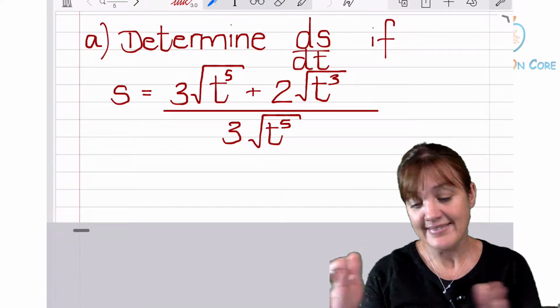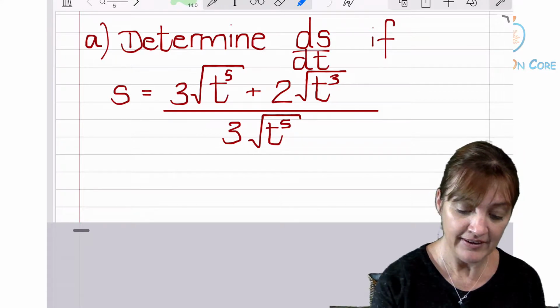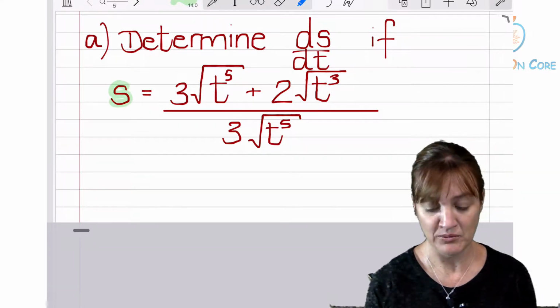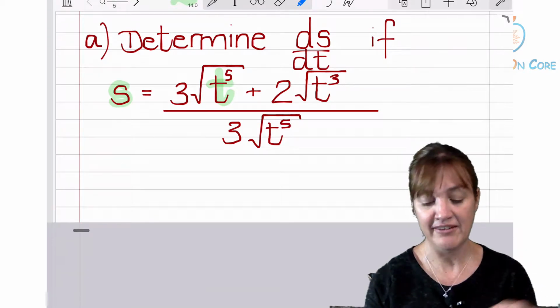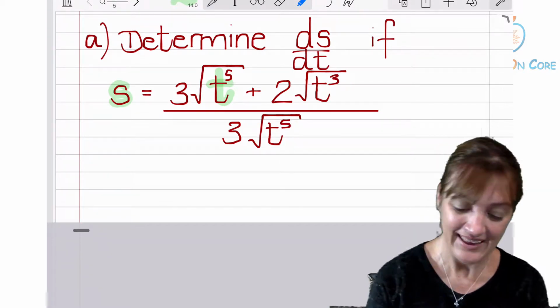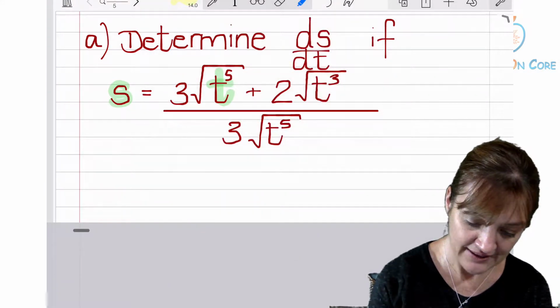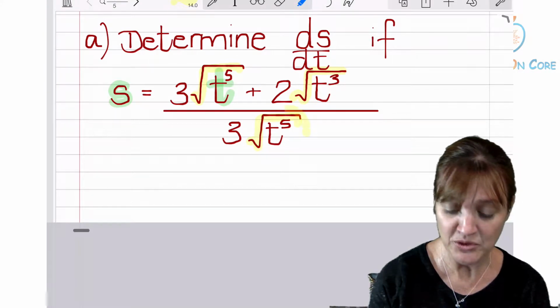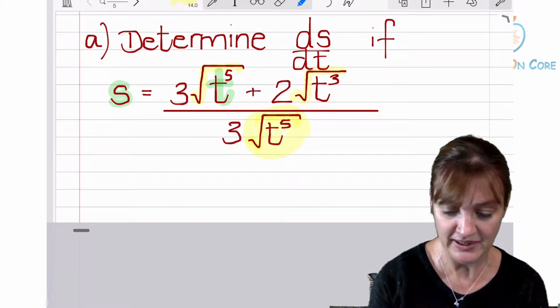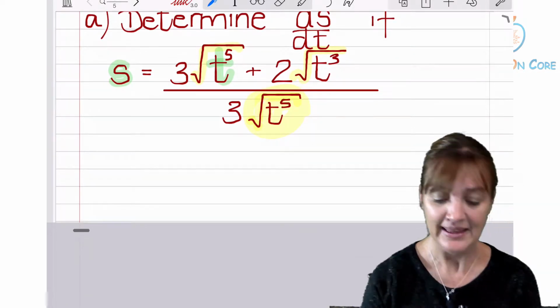Find ds over dt. So do you understand the notation? Find the derivative of s, because that's what we're doing it in terms of t. So derivative of s in terms of t. What are my problems? What am I spotting as issues right now? I've got a square root, I've got a square root, I've got another square root, which also happens to be in the denominator. So there's a whole lot of stories that we need to cope with over here.